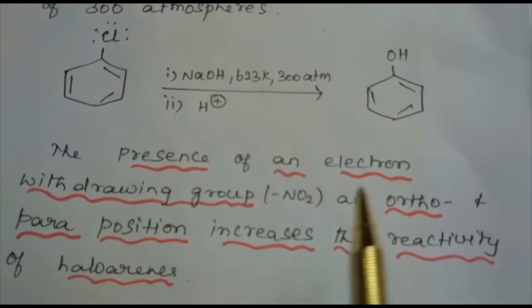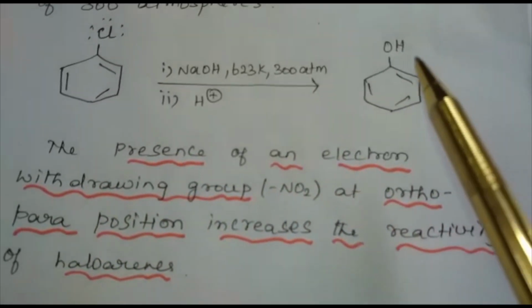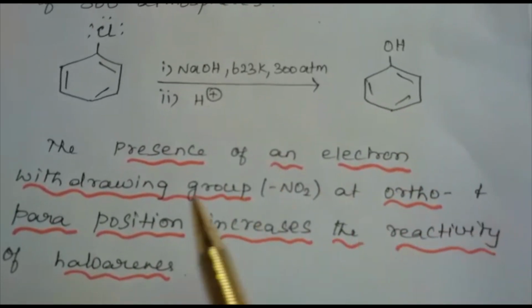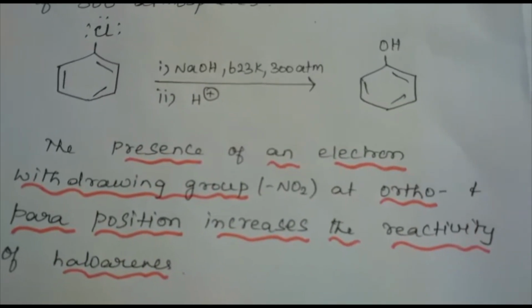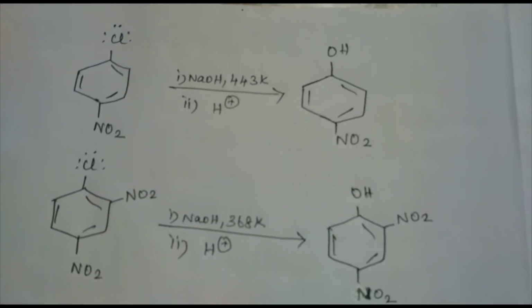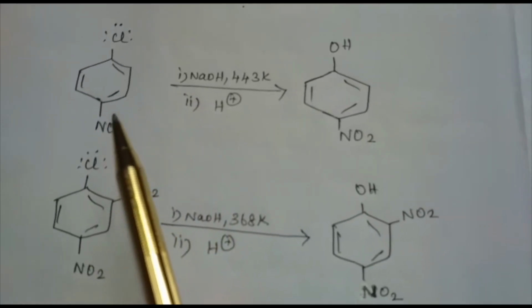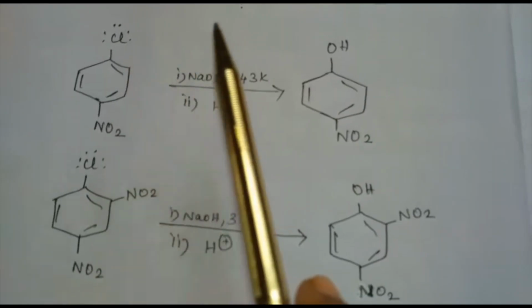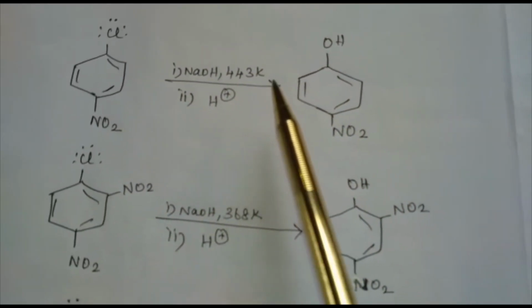The presence of an electron withdrawing group such as NO2 at the ortho position and the para position increases the reactivity of haloarenes. When the electron withdrawing group like NO2 is present at the para position, the replacement of Cl by OH takes place at a much lower temperature of 443 Kelvin.